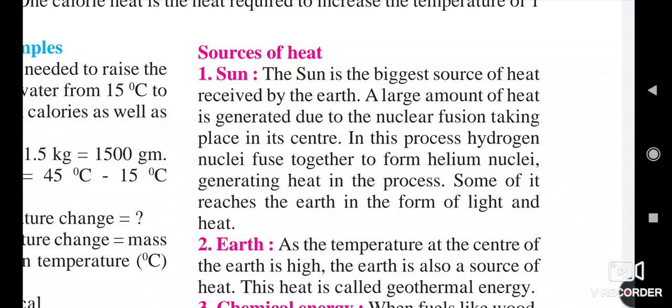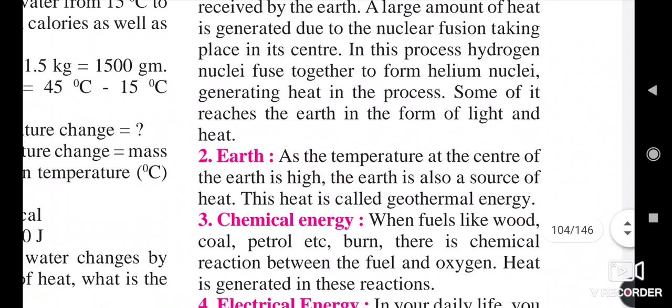A large amount of heat is generated due to nuclear fusion taking place in the center of the sun. It forms new helium nuclei, generating heat in this process, and some of it reaches the earth in the form of light and heat. So the major source of heat for the earth is the sun.